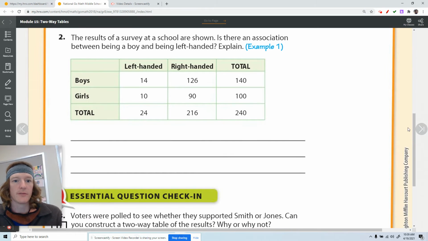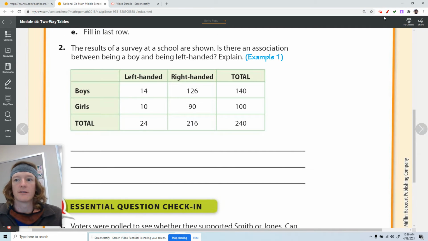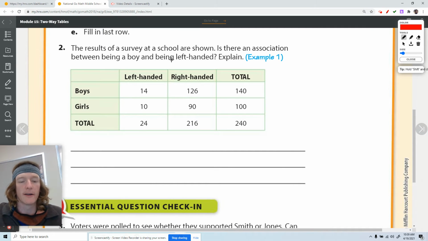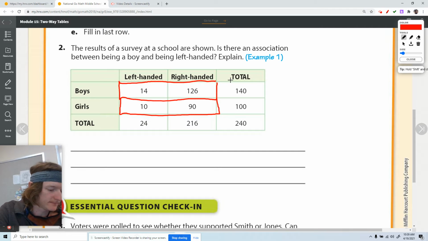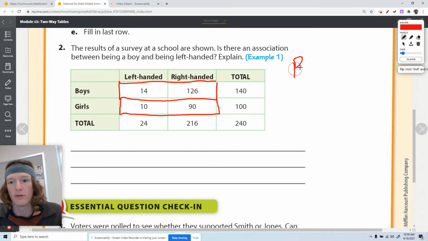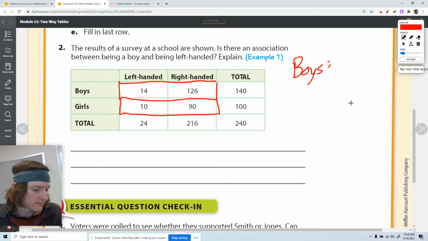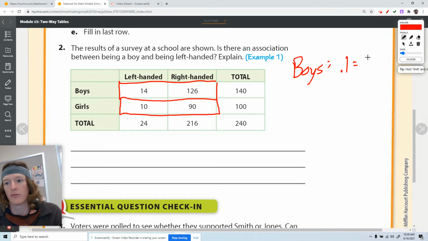Number 2, the results of a survey at a school are shown. Is there an association between being a boy and being left-handed? So let's look at it. Being a boy and being left-handed compared to being a girl and being left-handed. What is the percentage here? 14 out of 140. So of boys, it's 0.1 or 10% of people are left-handed.